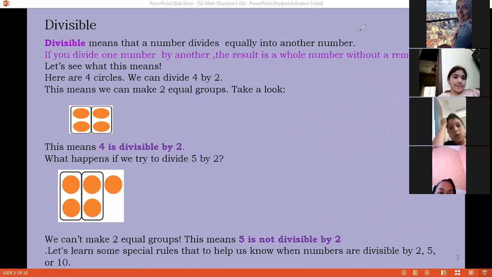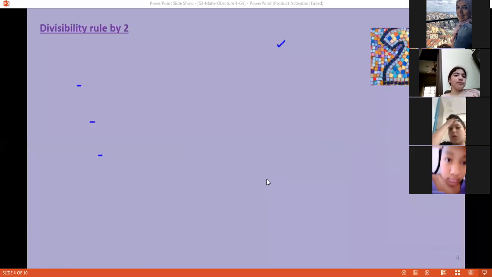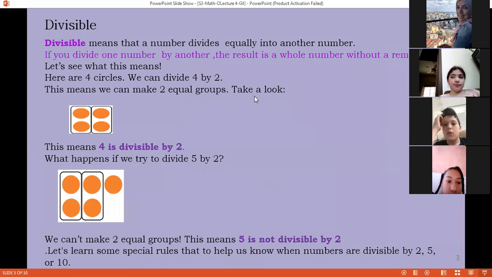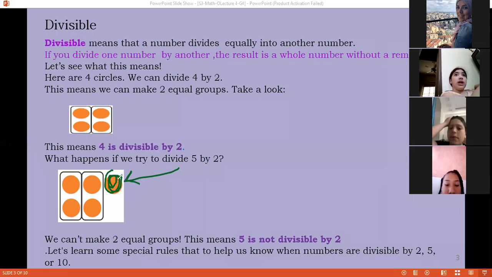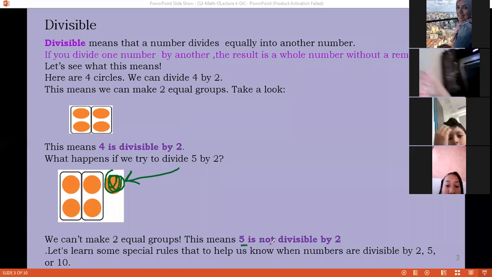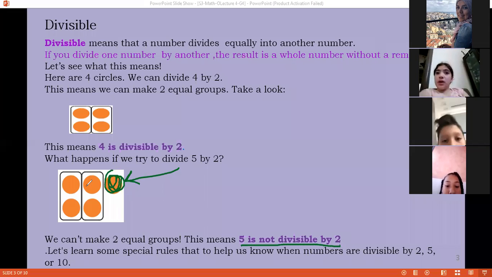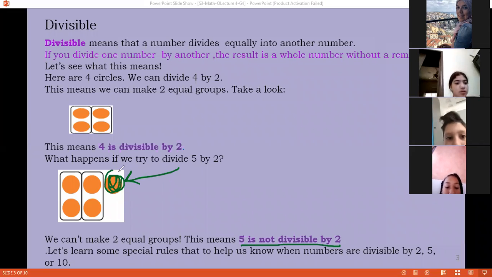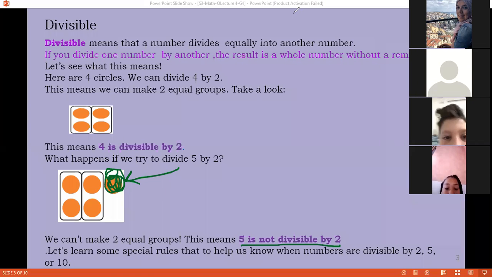Is it clear? So in the second example here, we can't make two equal groups, because I still have one circle by itself. So 5 is not divisible by 2. Why is 5 not divisible by 2? Because I have a remainder, which is one circle.